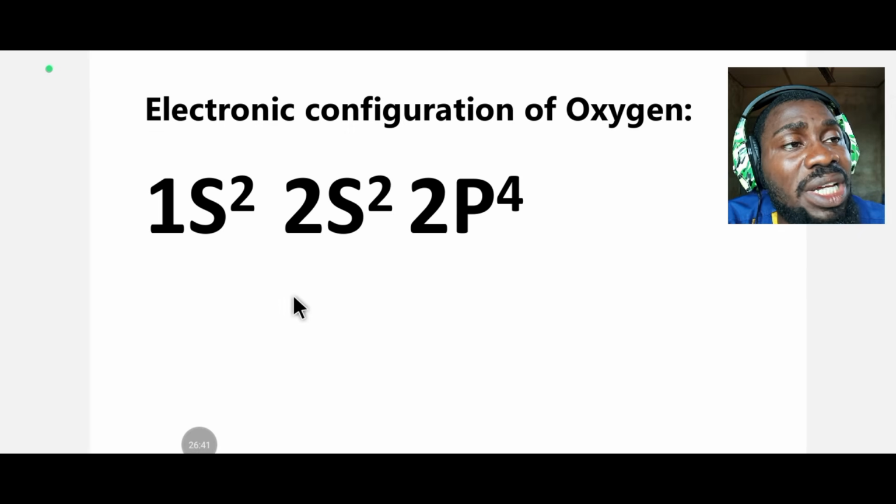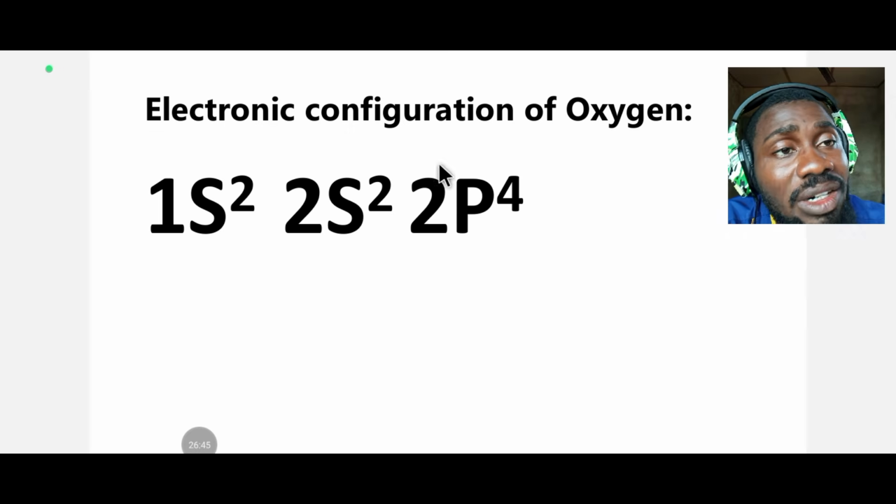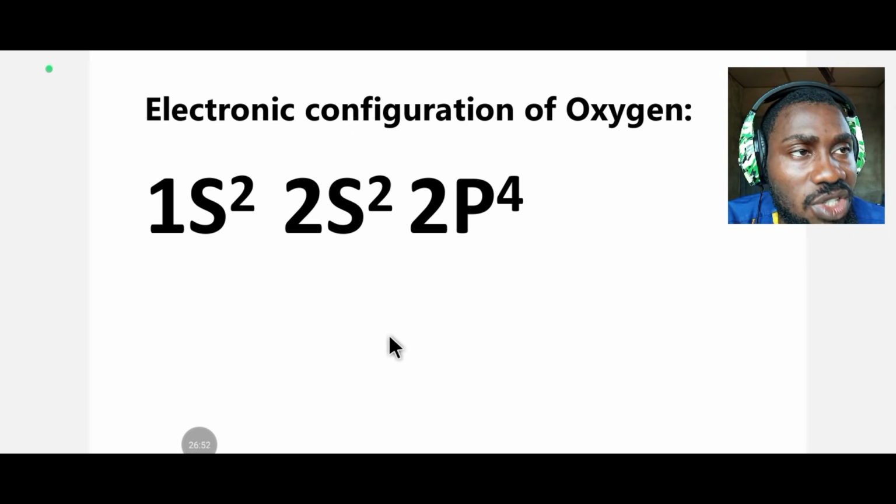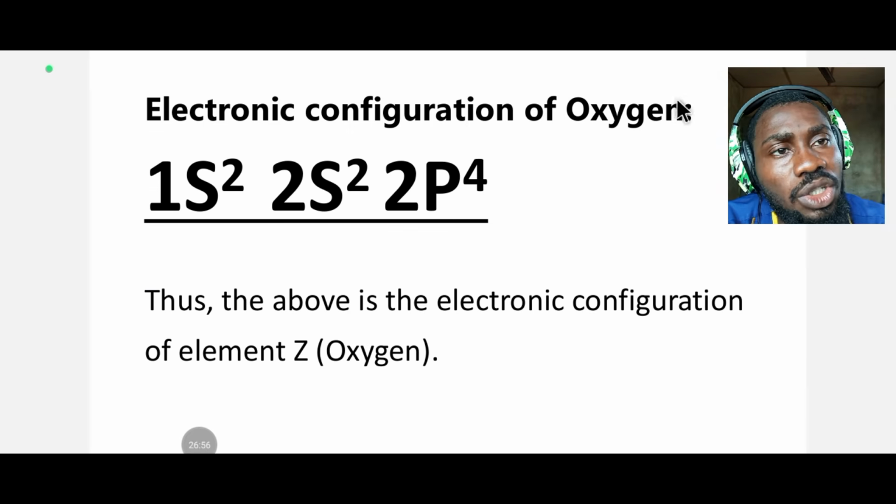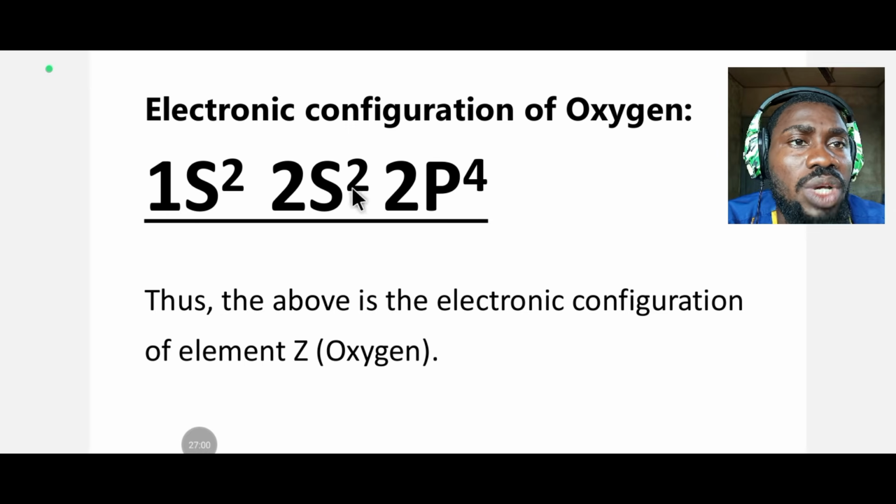and so on and so forth. The oblique line guides us in doing this, to know the right orbital to pick at a given time. So this is the electronic configuration of the element oxygen, element Z. Electronic configuration of oxygen is 1s2, 2s2, 2p4. Thus, the above is the electronic configuration of element Z, oxygen.